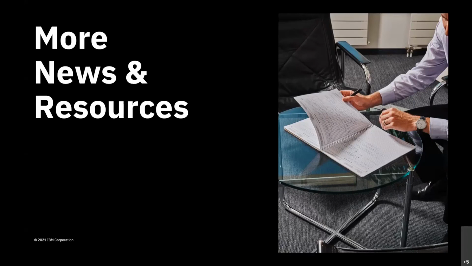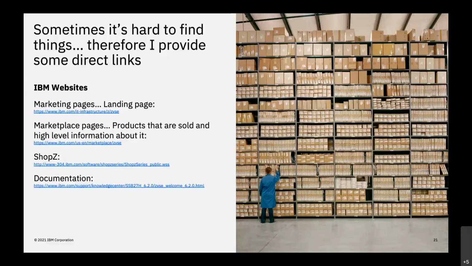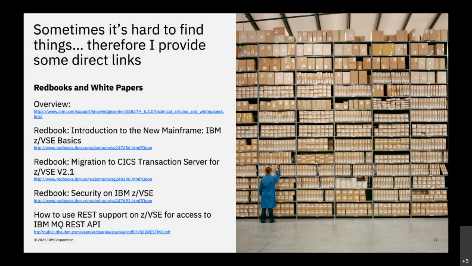Last but not least, more news and additional resources. When I search something on the IBM website, from my point of view, it's sometimes hard to find. Therefore, I collected some important links and created this list to help you to at least find the right starting point. So for IBM websites, there are the marketing pages, the marketplace, zVSE, and our documentation website. We have pretty good documentation, and there is a pretty good overview page, and I listed some papers you should be aware of.